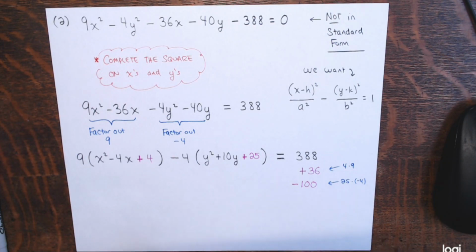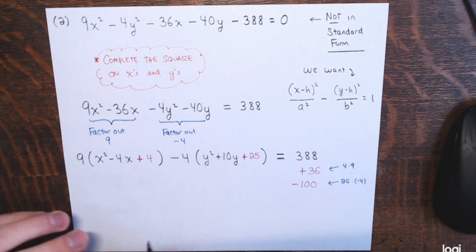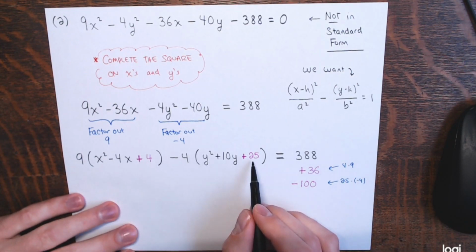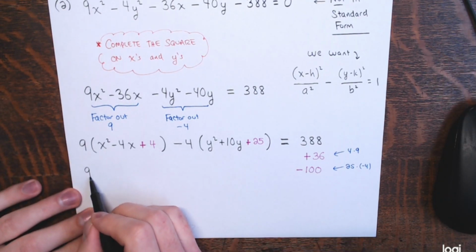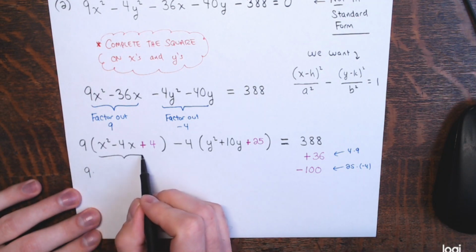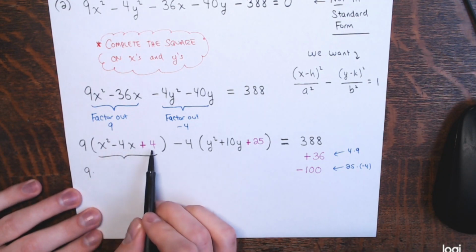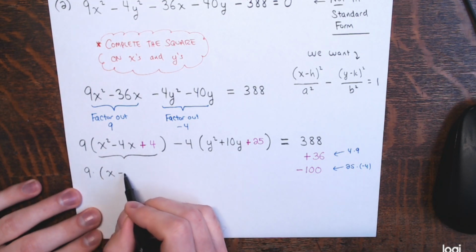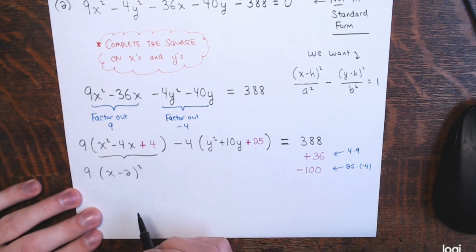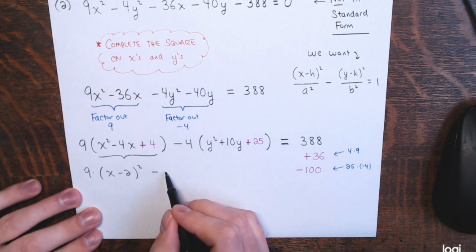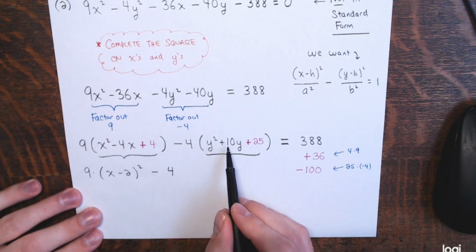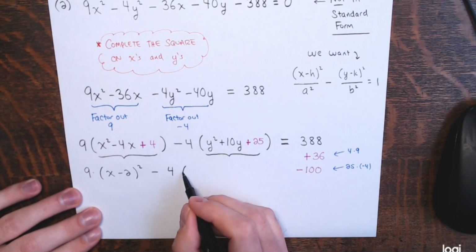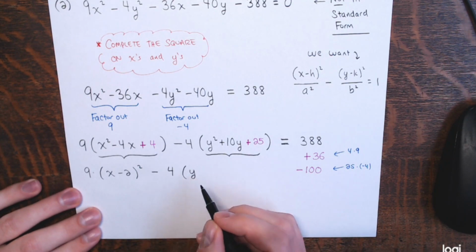Now it's balanced. Now the whole reason these numbers get added, the plus 4, the plus 25, is so you can have a perfect square trinomial. So on the left side we have 9 times, and then this x squared minus 4x plus 4 is the quantity x minus 2 squared. And then minus 4 times, and then this here, y squared plus 10y plus 25, that's the quantity y plus 5 squared.